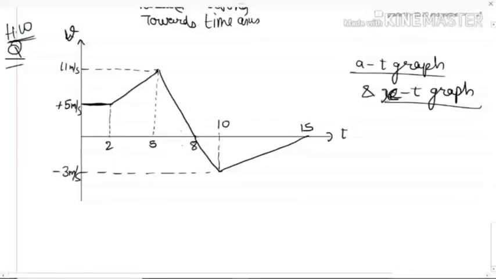Also, guys, if someone asks you to calculate the total displacement, what will you do? Can you see the positive displacement was basically this rectangle, this trapezium, and this right angle. The negative displacement will be this right angle and this right angle. Can you see this thing, guys?